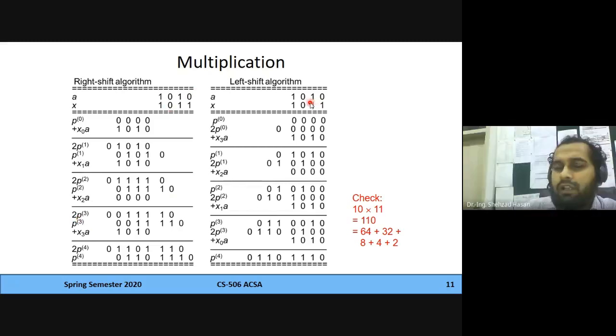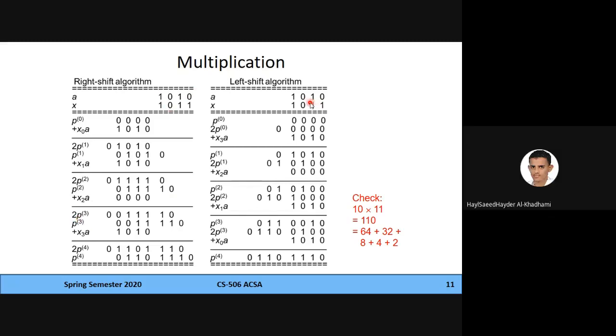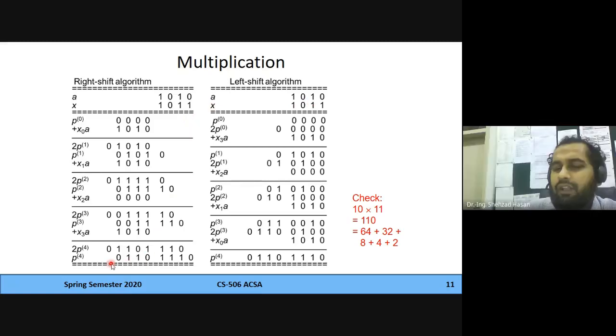Sir, for the right shift, what is the benefit of the last shift operation? So that's part of the operation. You are going to add and then shift. So this is the fourth and last shift. This is going to give you the final result, right?